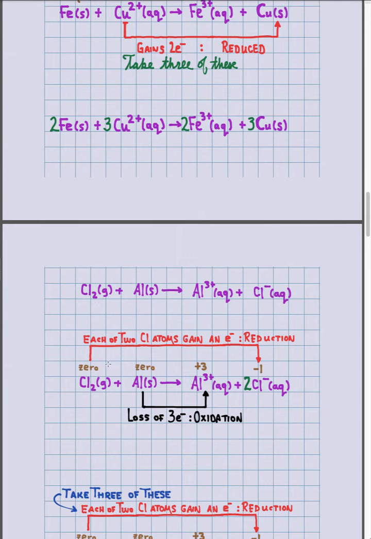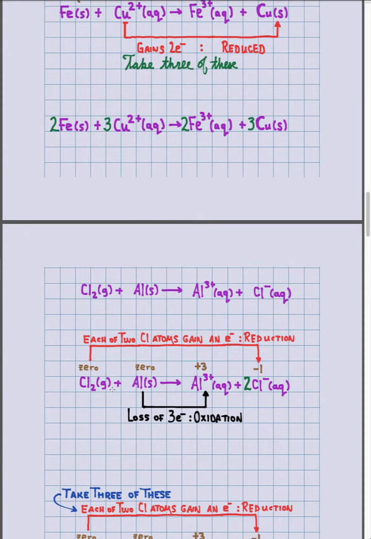Here's another one, very similar. Here I started out with a chlorine molecule which has 2 chlorine atoms. Chlorine is still in the 0 oxidation state as a gas, but over here the chloride ion is a -1 ion, so it's a -1 oxidation state. Pure aluminum is a 0 oxidation number, but the aluminum 3 plus is a 3 plus.